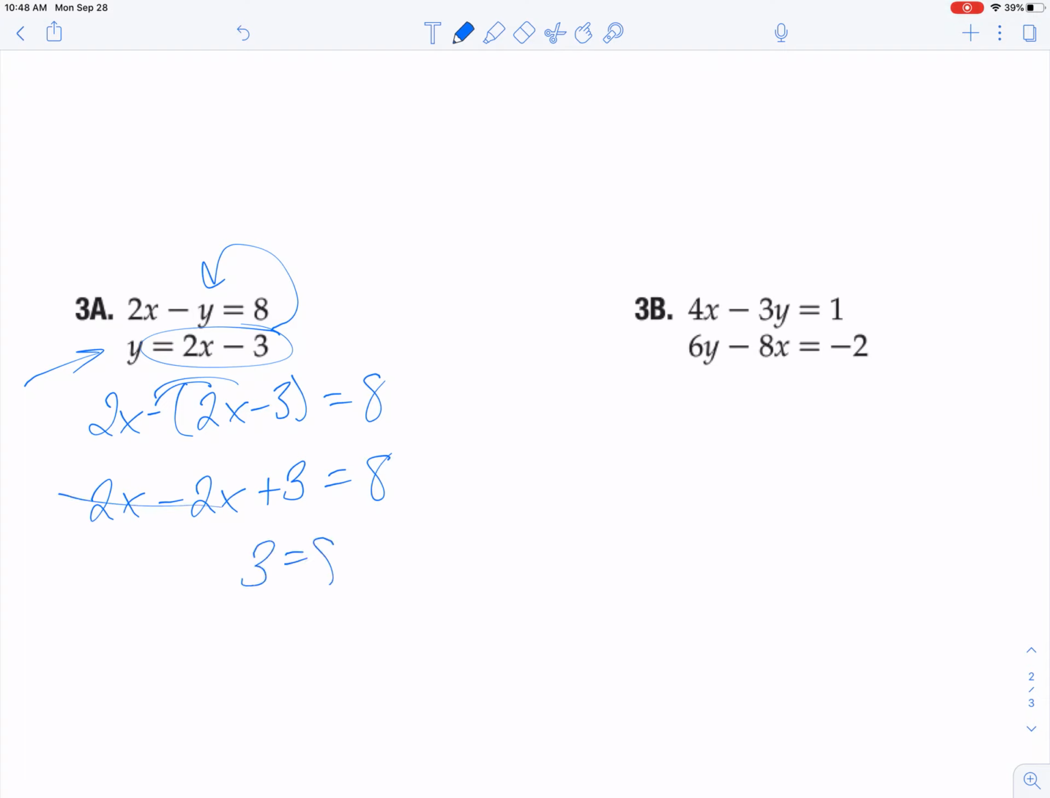Oh, whoa, watch out. I don't have any variables left, and all I have is 3 equals 8. I don't think I did any of my math wrong, but I don't think 3 is ever going to equal 8. There is no world where I can say 3 equals 8 and have that be a true statement. Well, what you have here is actually one line that looks like this and one line that looks like this. This answer is no solution.